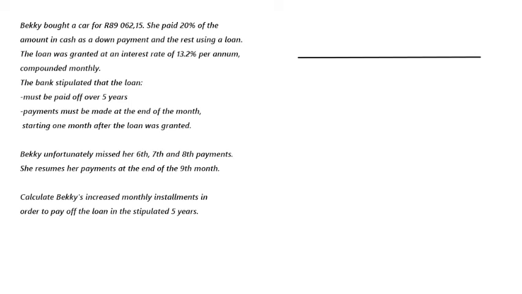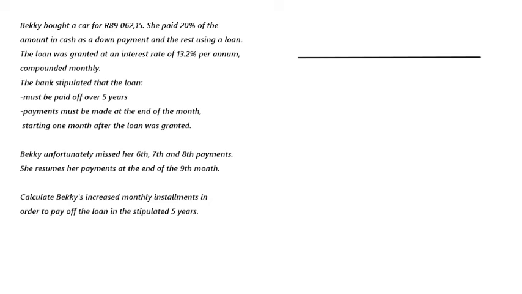Now it says that the loan was granted at an interest rate of 13.2% compounded monthly. The bank stipulated that the loan must be paid off over a period of 5 years. Payments must be made at the end of the month, starting 1 month after the loan was granted. And this is something normal that we see with loan repayments, so that all the formulas that we use, our present value formulas, work properly. Okay.